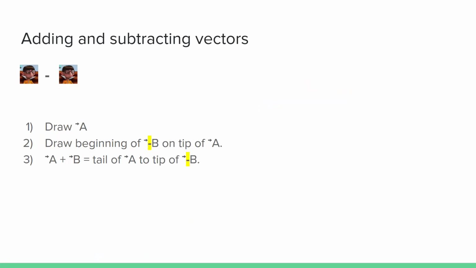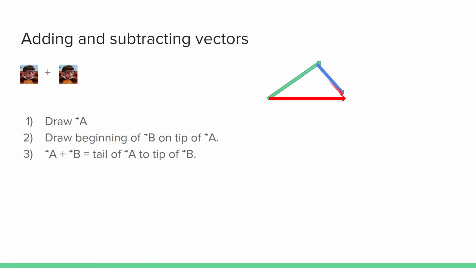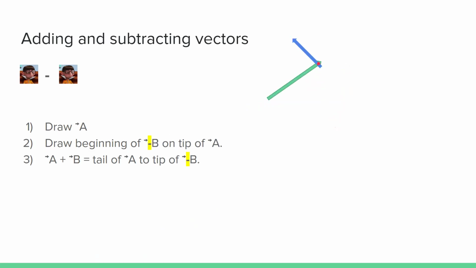Now, subtracting, it's a little bit funky. So still same thing. You would draw A, but B, whatever the vector of that is, you're going to make it negative. And if something is negative in this situation, it's going to be flipped. So if you remember on here, the blue one, it went down like that. Well, now it's going to go like that. So it flipped around because it's negative B.